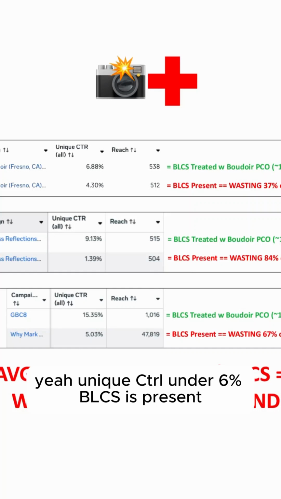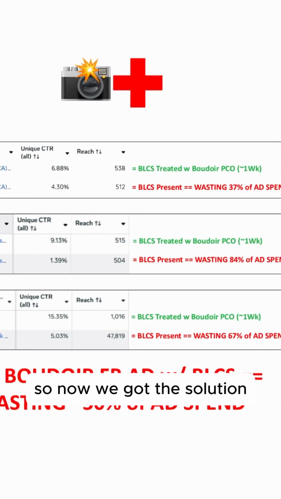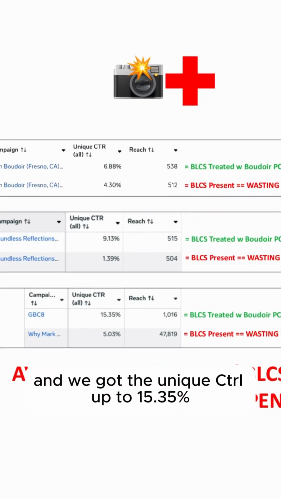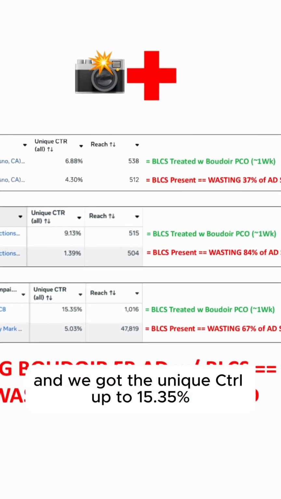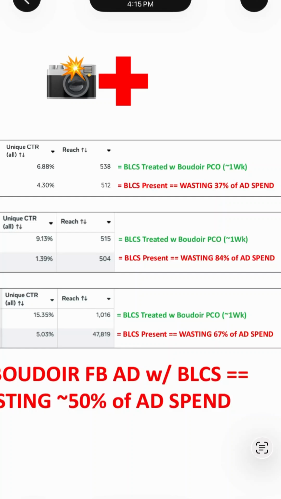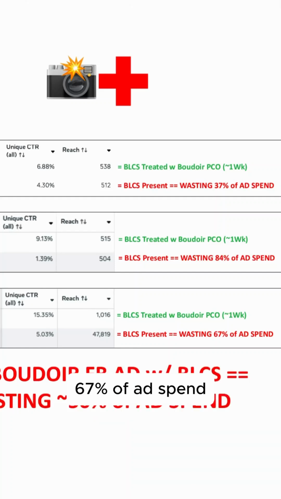Unique CTRL under 6%, BLCS is present, Boudoir low click syndrome. So now we've got the solution. We can treat it with Boudoir Pico, which takes about a week, and we got the unique CTRL up to 15.35%. So we found out the original Boudoir Facebook ad was wasting 67% of ad spend.